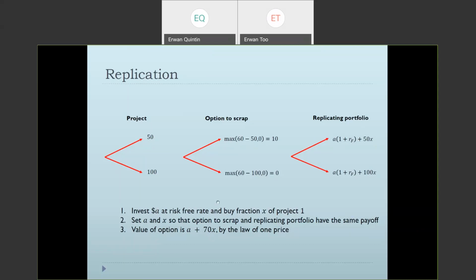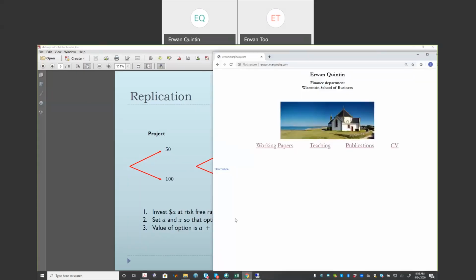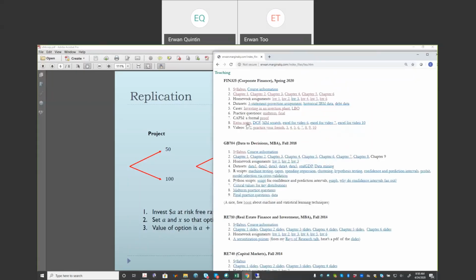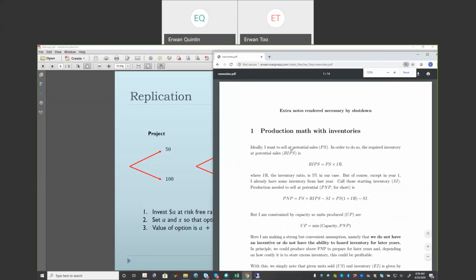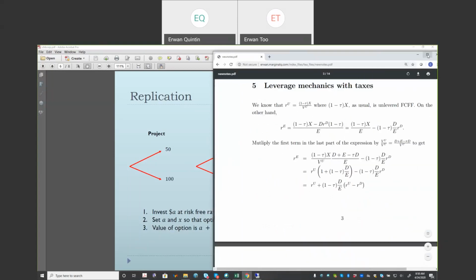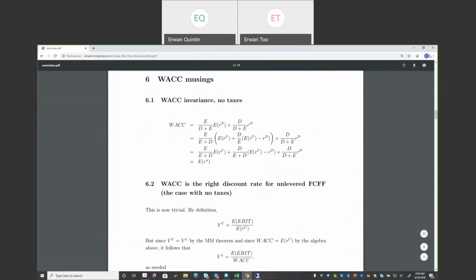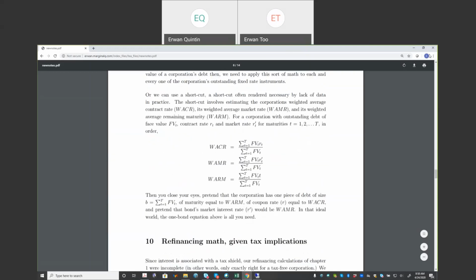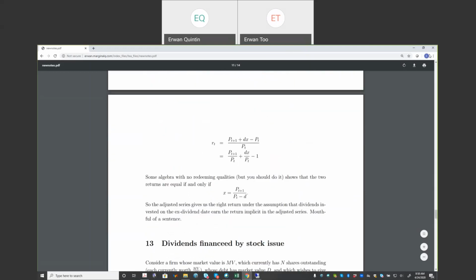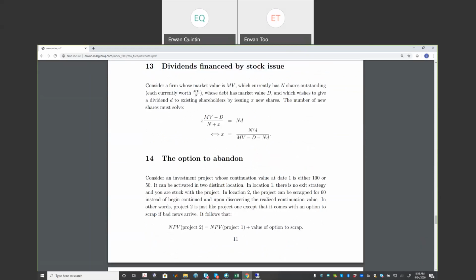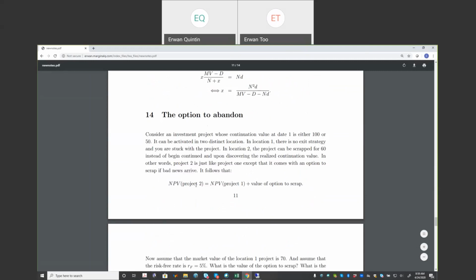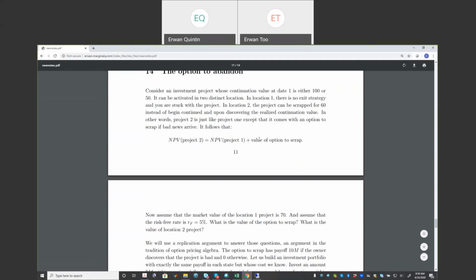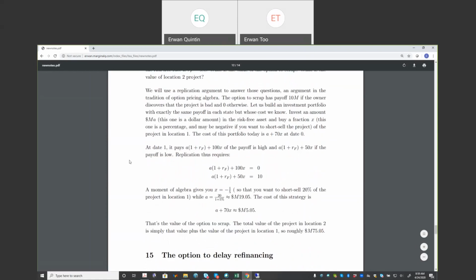So let's look at first the algebra from my webpage. So if we go to my notes and we just write out all that I just said. Over here, I go to the section, the option to abandon. Here we go. So you will see a wordy version of everything I just said. You know, project 2 is the same as project 1 plus the value of the option to scrap, etc., etc.